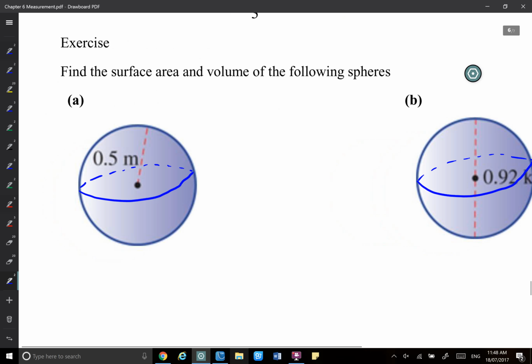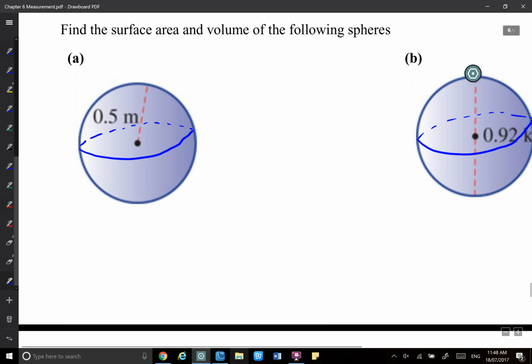What is r? r is the distance from the center of the sphere to the surface. All the radii will be the same. It's all 0.5 in this question. So this question asks you to find the surface area and volume of the following sphere.